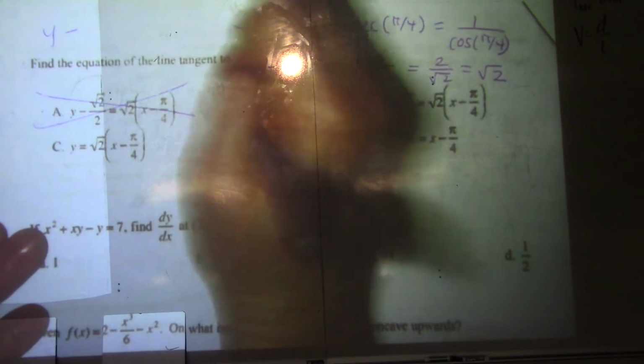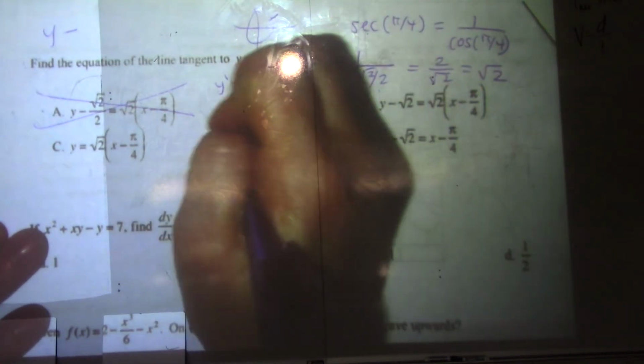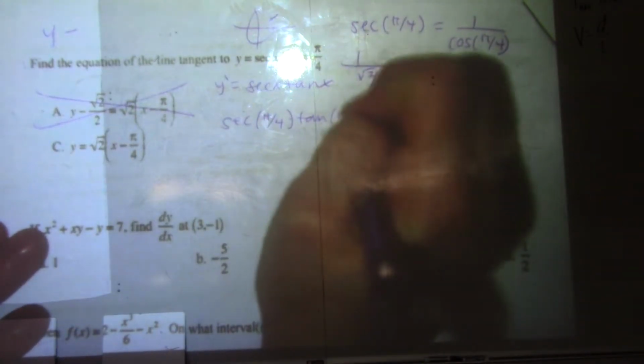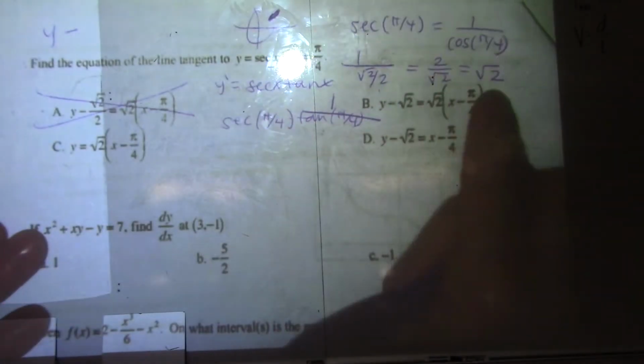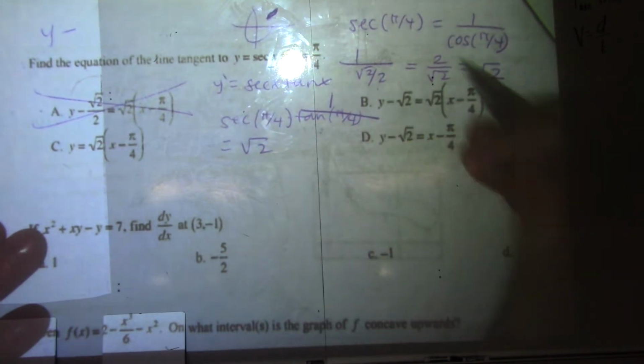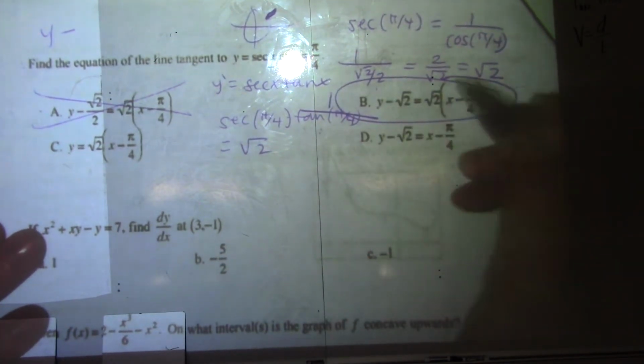So y prime is secant tangent. So secant of pi over 4 times tangent of pi over 4. Tangent of pi over 4 is easy because pi over 4 is when these are both the same, so sine over cosine is just going to be 1. And then secant of pi over 4 we just found is root 2. So root 2. Y minus root 2 equals the same slope, x minus pi over 4.